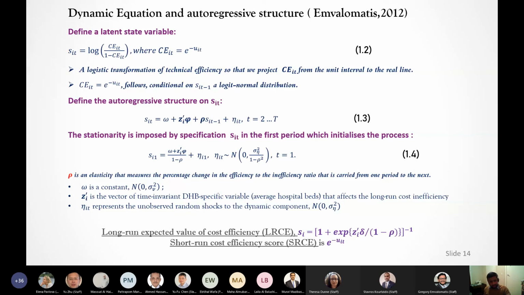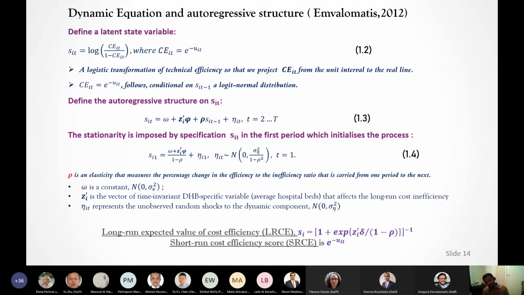And once we impose all this, we can get an estimate of long-run cost efficiency, which is when there is persistence, we can't achieve 100% efficiency. So that's where we talk about long-run expected cost efficiency. And then we can also have a short-run cost efficiency, so we can make a comparison. Okay, if they can't achieve 100%, and they can only achieve 90, well, that's fine, because the way the system is set up is that they can't go to 1, they can only achieve 90.